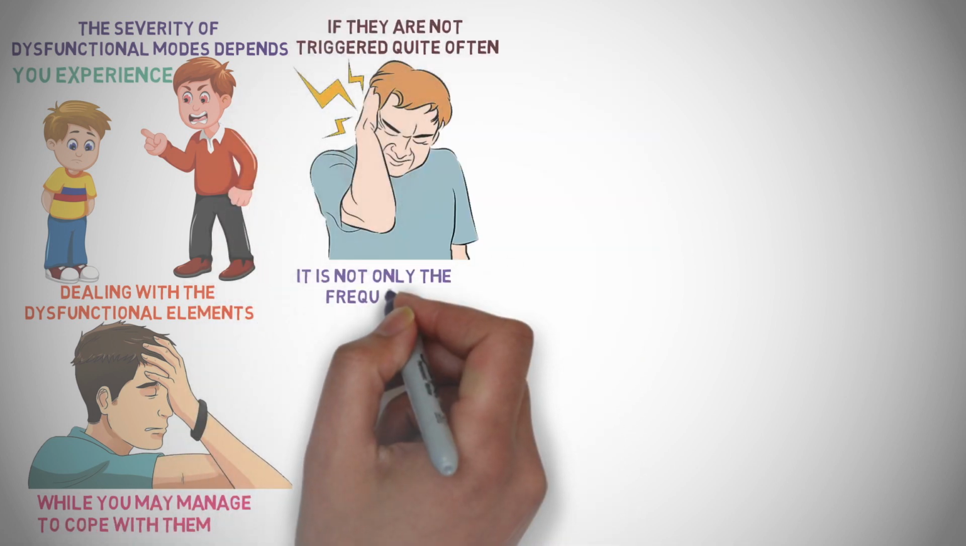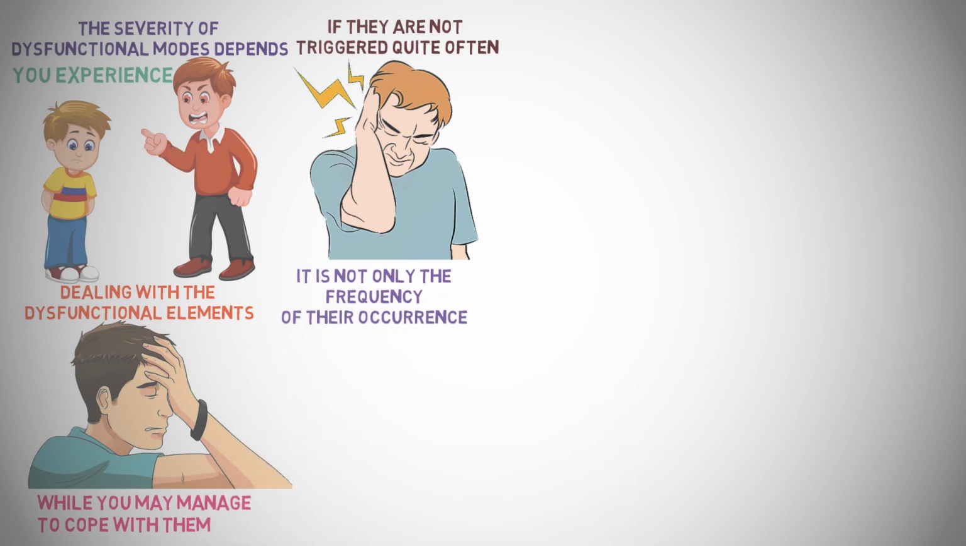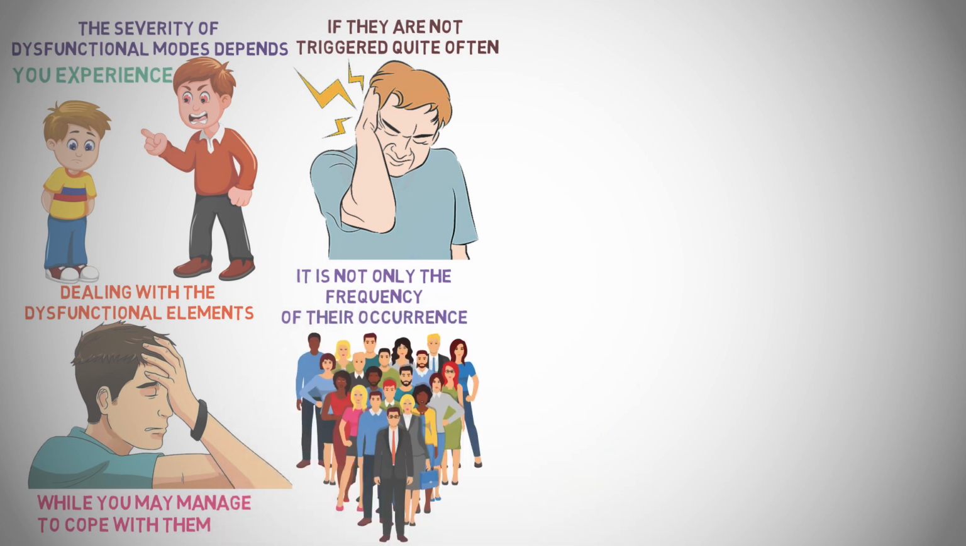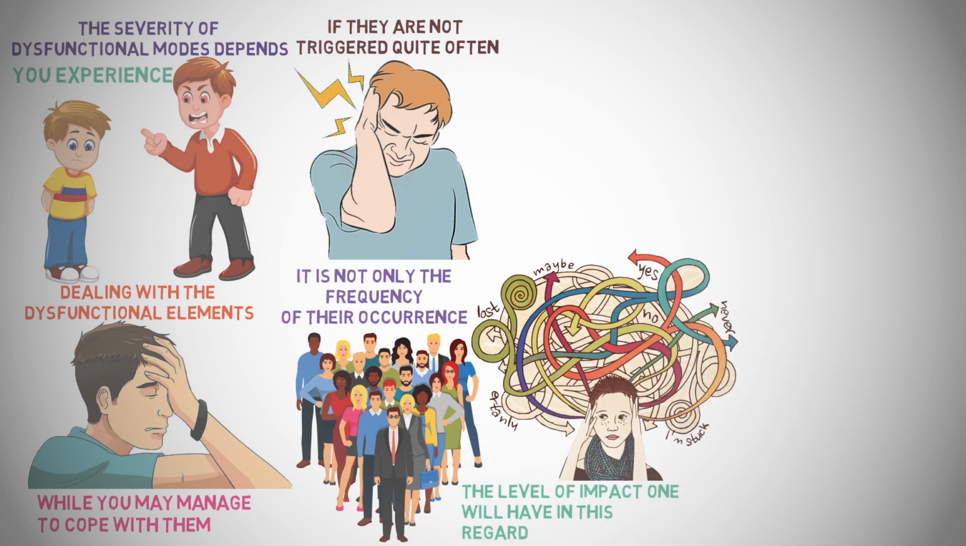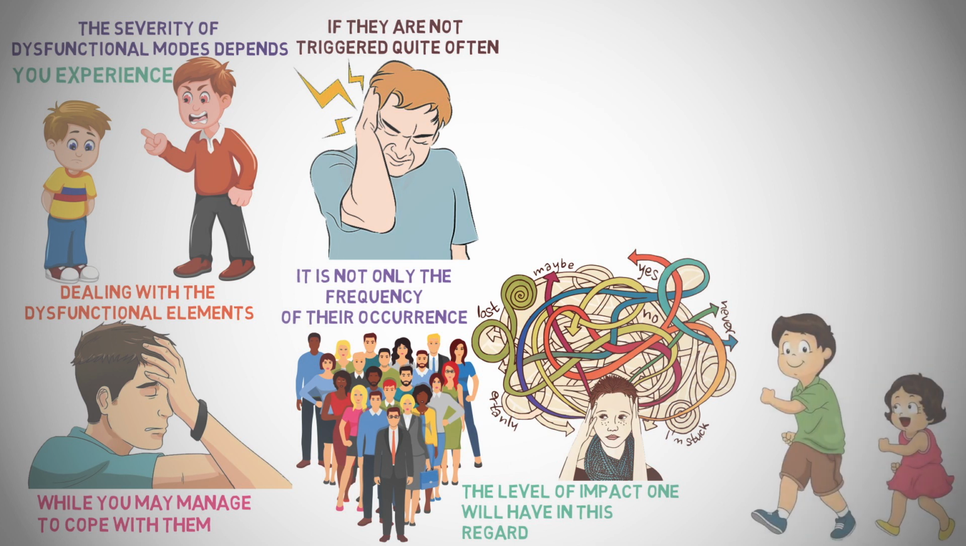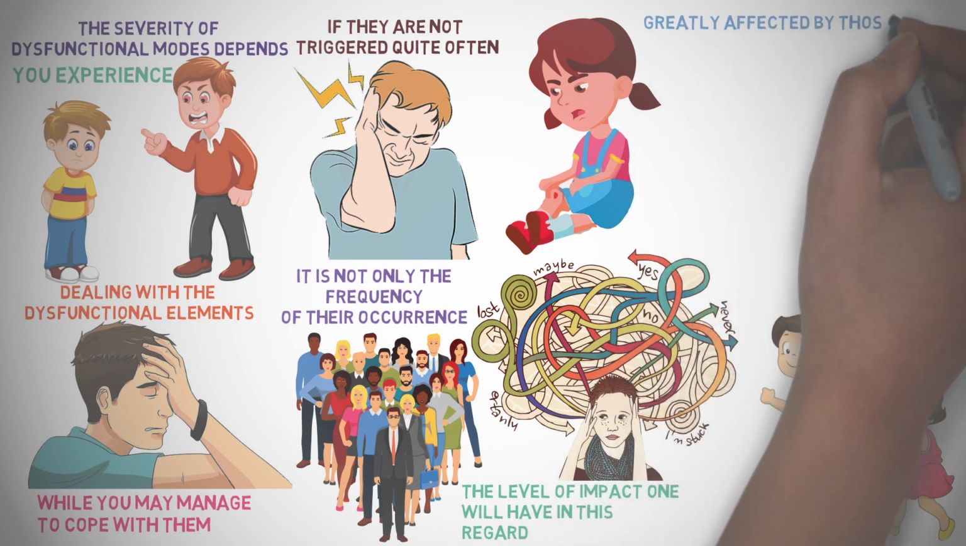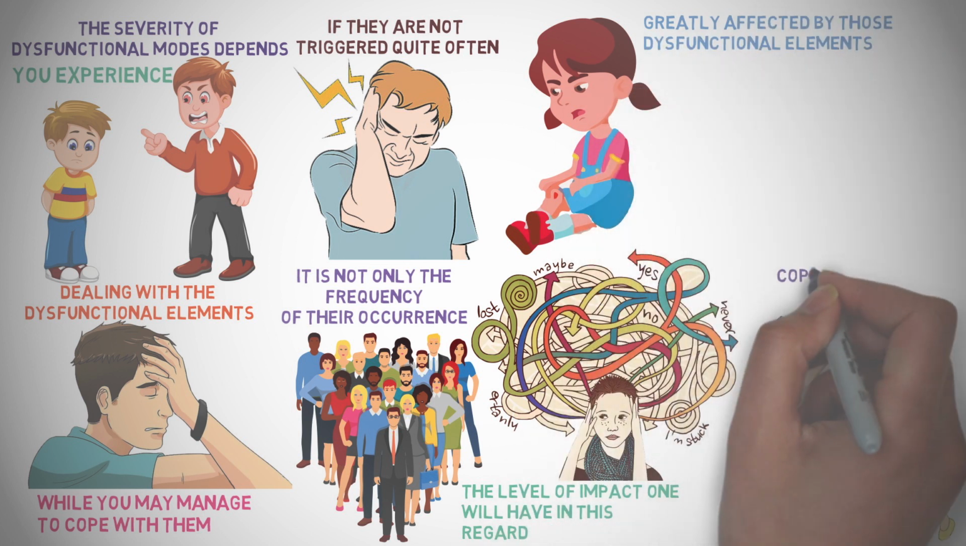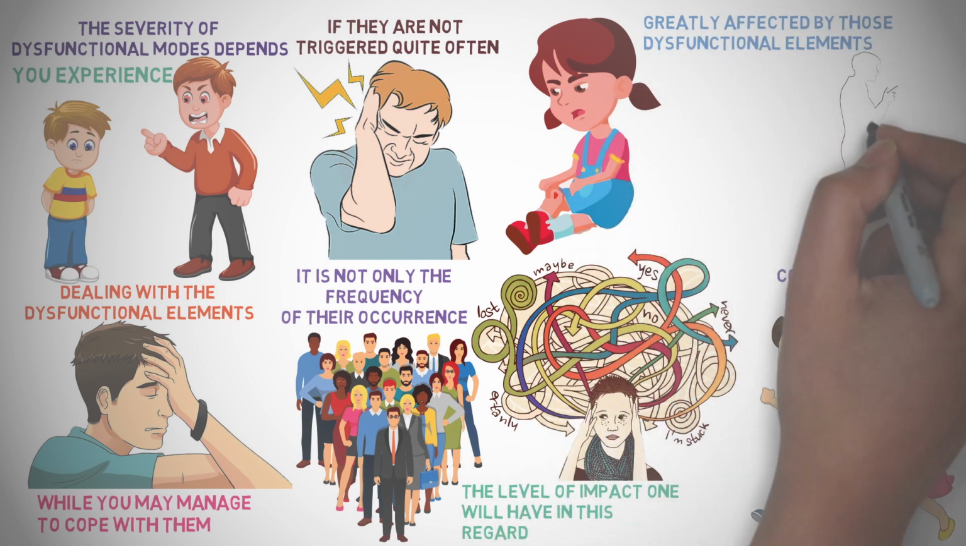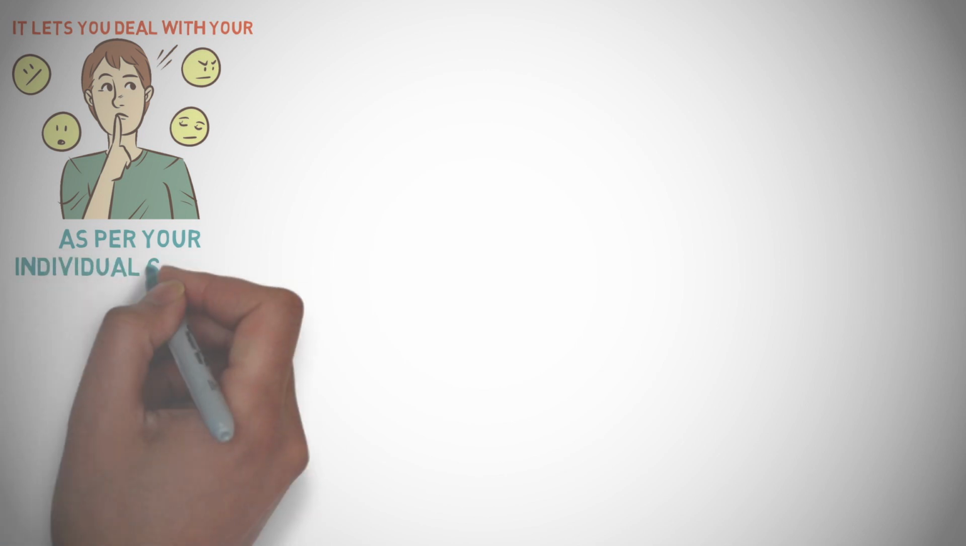It is not only the frequency of their occurrence but also the varying nature of the individuals that determines the level of impact one will have in this regard. According to psychology, it is due to these coping styles of the individuals that some suffer a little while others are greatly affected by those dysfunctional elements. Coping style helps you against the threatening experiences. It lets you deal with your emotions as per your individual context.